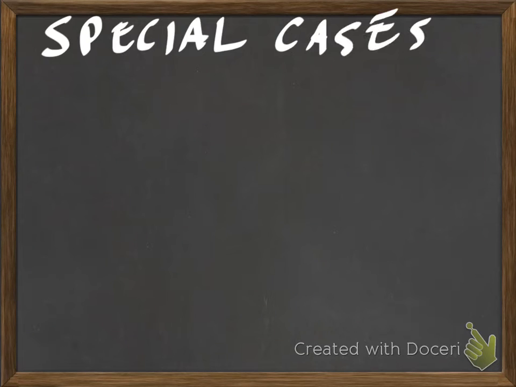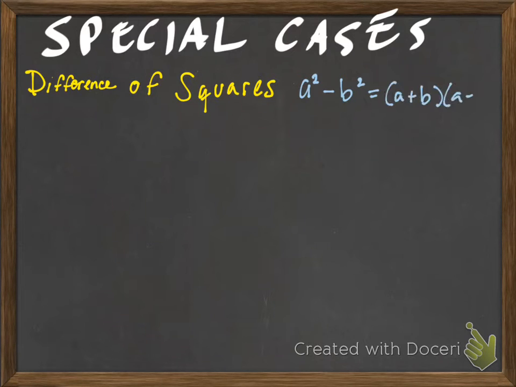Being the clever mathematicians that you are, I'm sure you noticed some special cases or patterns as we did factoring in the past. So our first one is the difference of squares, DOPS-PAT, difference of squares pattern, or difference of perfect squares. So if you have two perfect squares, a squared and b squared, this is the format that will remind you how to factor.